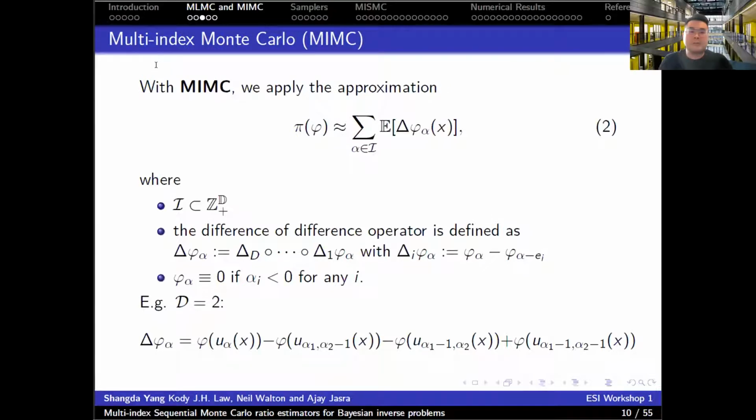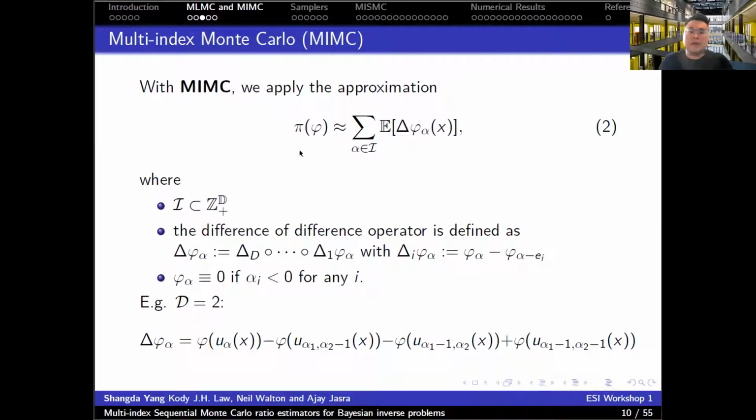And so the multi-index Monte Carlo method is similar to multi-level Monte Carlo, but instead of decomposing the value by the increments, we use the difference of differences. And here is the difference of difference operator defined like this. Okay, a quick example is when d equals 2, when we have 2 dimensions, the difference of difference estimator is defined like this.